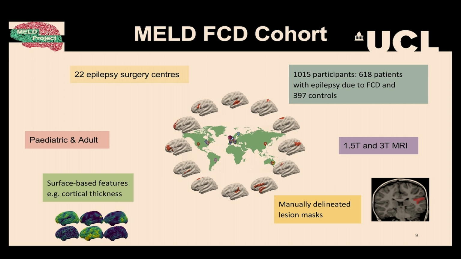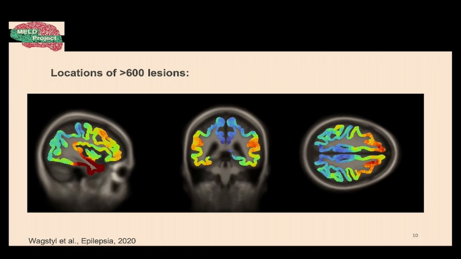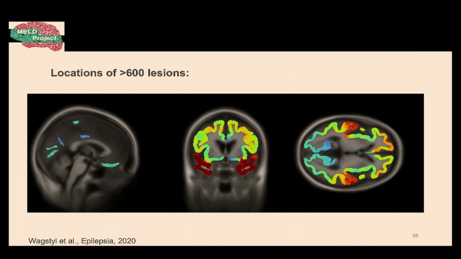This is both pediatric and adult data, and what we received are those surface-based features and manually delineated lesion masks also mapped to the surface. So we know the characteristics of the features on the surface and where is lesion and where isn't lesion. So the first thing we did is we mapped the lesions to a symmetrical template brain. This is the FS average sim template.